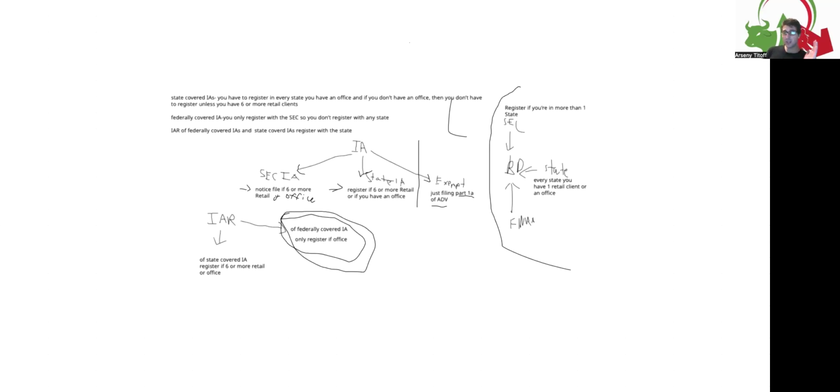That's pretty much it. I know this was kind of a lot of information, but just to reiterate, BDs are the most registered. They're going to go with SEC, state, and FINRA. Human beings never register with the SEC, right? So agents and IARs don't. Agents are going to be state and FINRA. IAs are going to be either exempt, state, or SEC covered. IARs are only going to be with the states, right? And just remember with IARs of federally covered IAs, you only register in the office or offices that you work out of.